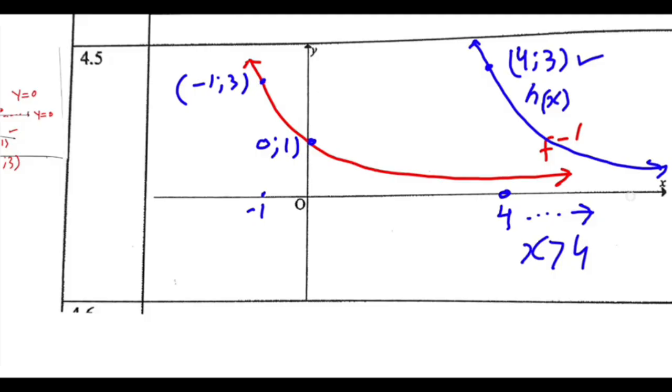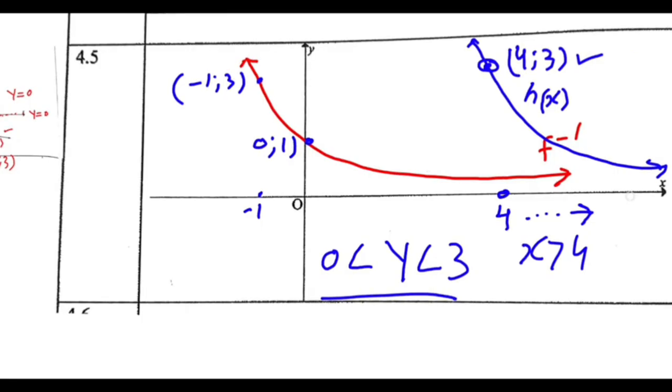So for the y values, this is a decreasing function. So between y value 0 here and 3. So that will be the range of this graph when x is greater than 4. So you're going to say between 0 and 3. So that is the range. That is the final answer for this question.